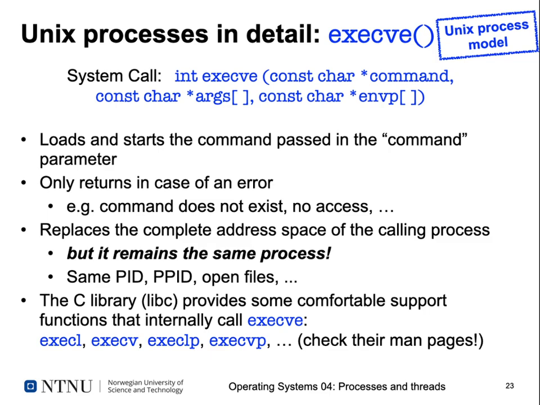So what it does when it is successfully executed is it replaces the complete address space of the calling process by whatever we indicated as command, but it remains the same process. So it retains the same process ID, the same parent process ID, the same open files, the same standard I/O channels, and so on. And that's important. So we're just kicking out one process and doing a complete identity change without changing really the environment the process is running in.